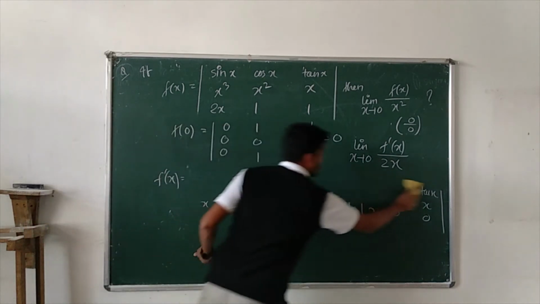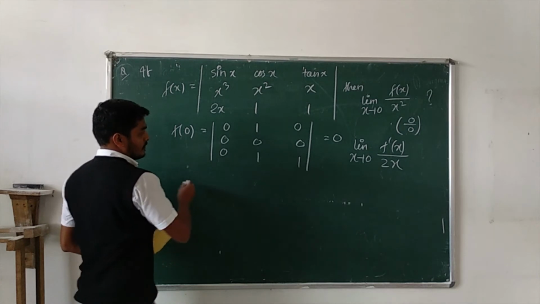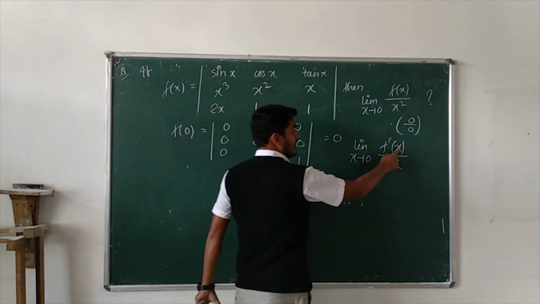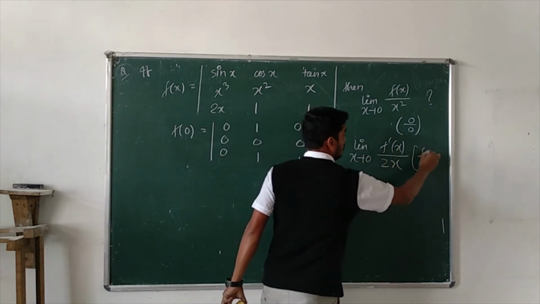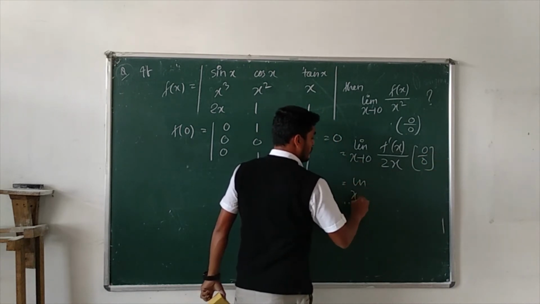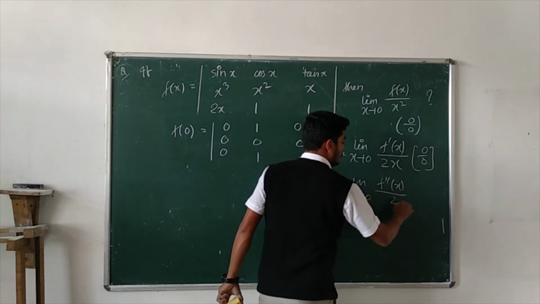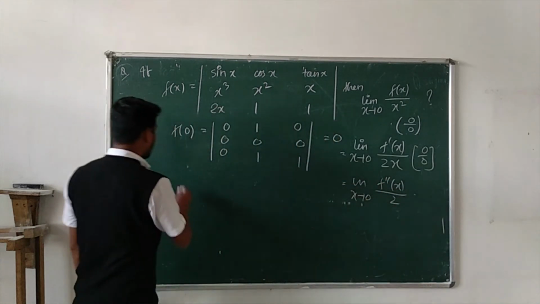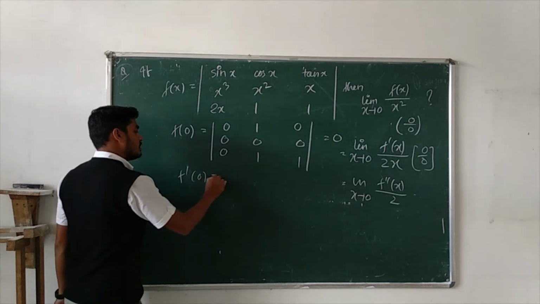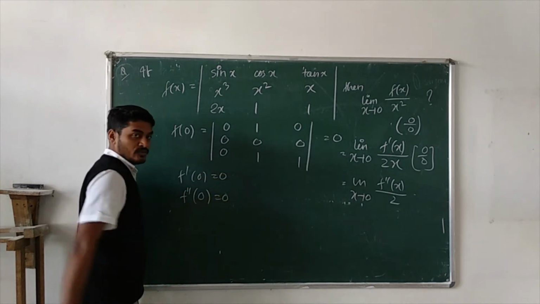So we have to write down that whenever we put the limit here, it will again be of the form 0 by 0. What is the next step? We have to differentiate once again. Limit x tends to 0, f double dash x by 2. We have got f dash 0 is equal to 0. Similarly, we will have f double dash 0 is also equal to 0.